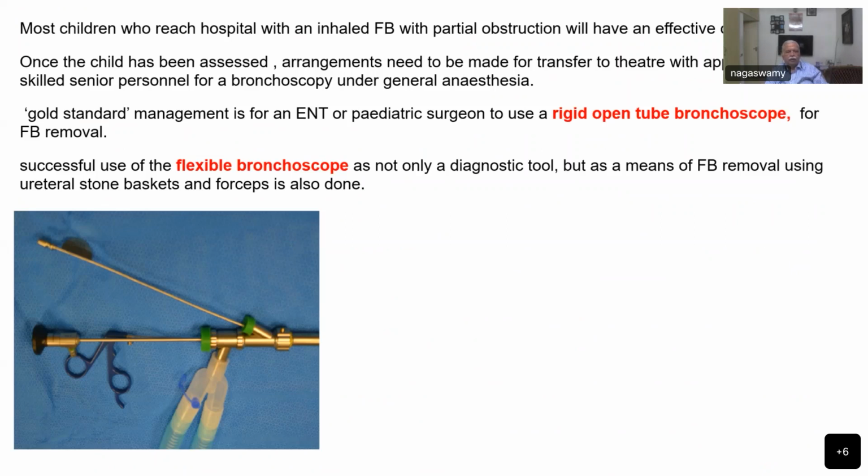So this is how you can see the rigid bronchoscope always has an attachment available for ventilation. So that is the biggest advantage. As an anesthesiologist, you can be more comfortable while the surgeon uses the rigid bronchoscope. And this is the retrieval forceps. This can be introduced through the same eyepiece.